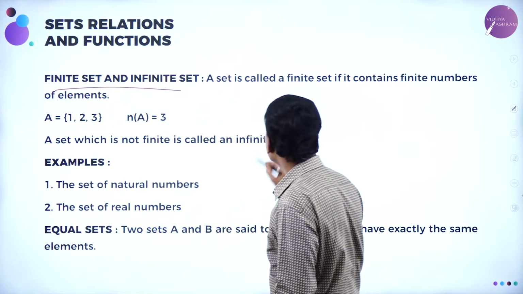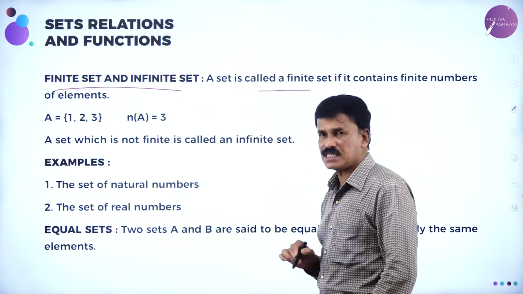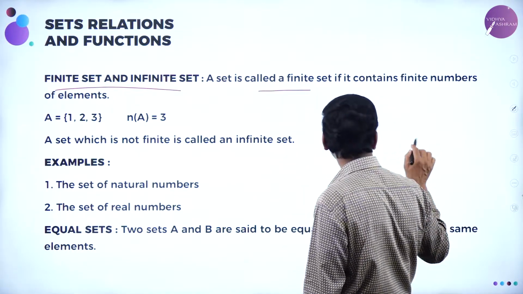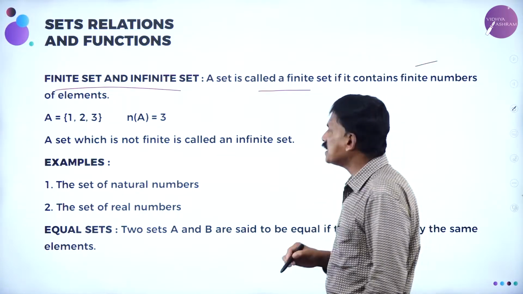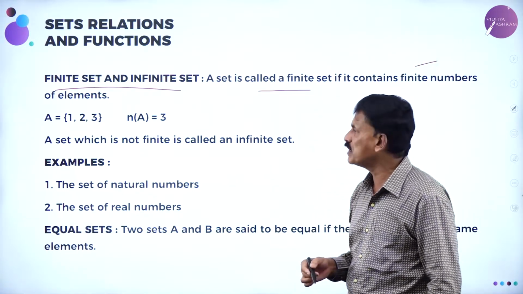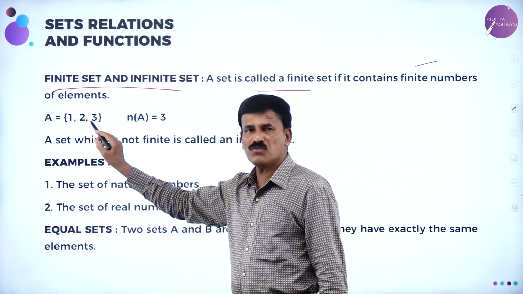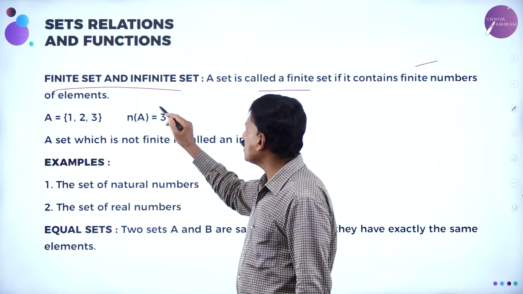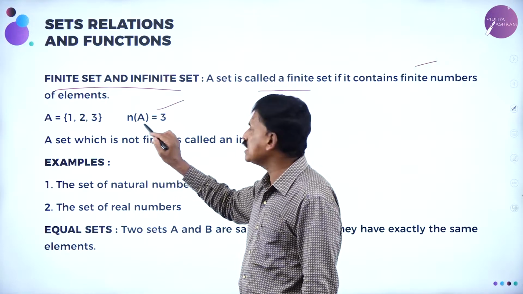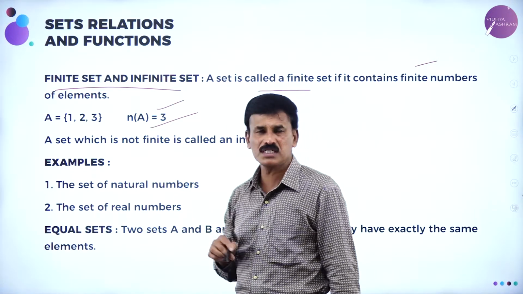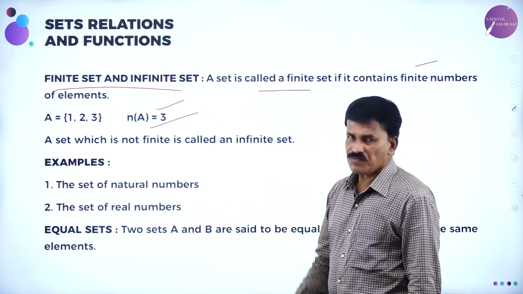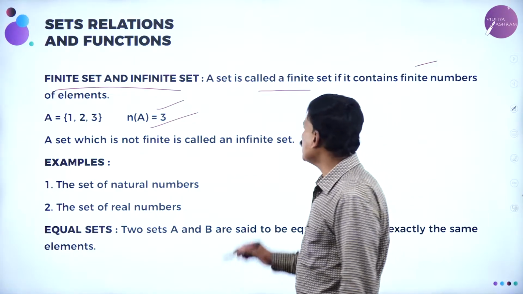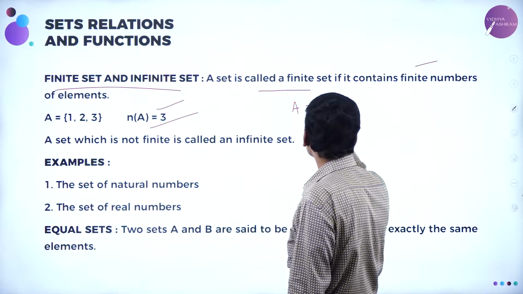Finite set means a set is said to be a finite set if it contains a definite number of elements. Suppose A is equal to {1, 2, 3}. Then the number of elements in the set A is 3, denoted as n(A) = 3. Therefore, this is a finite set. A set containing a definite number of elements is called a finite set.